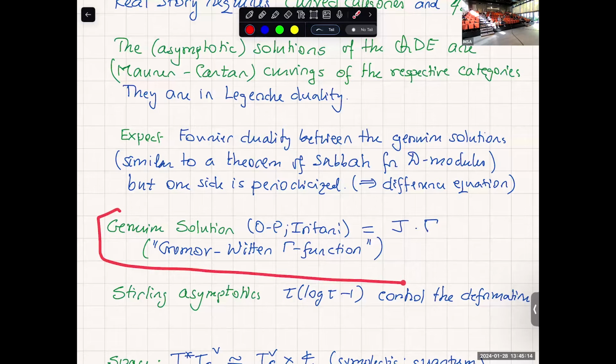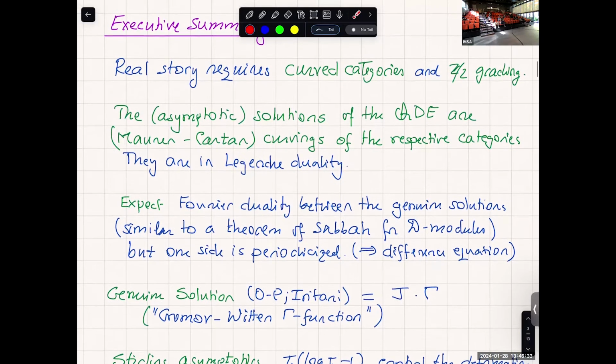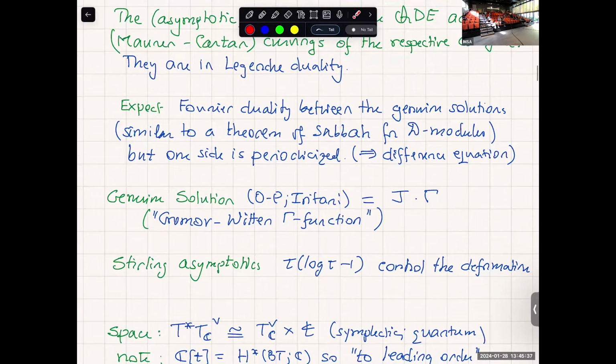Now, we've heard from Hiroshi that on one side, a genuine solution, I think based on work of Okounkov and Pandharipande, can be described in terms of a gamma function and a J function. I like to call that the Gromov-Witten gamma function because it is. So that's a genuine solution. What comes in here seems to be the Stirling asymptotics of that.